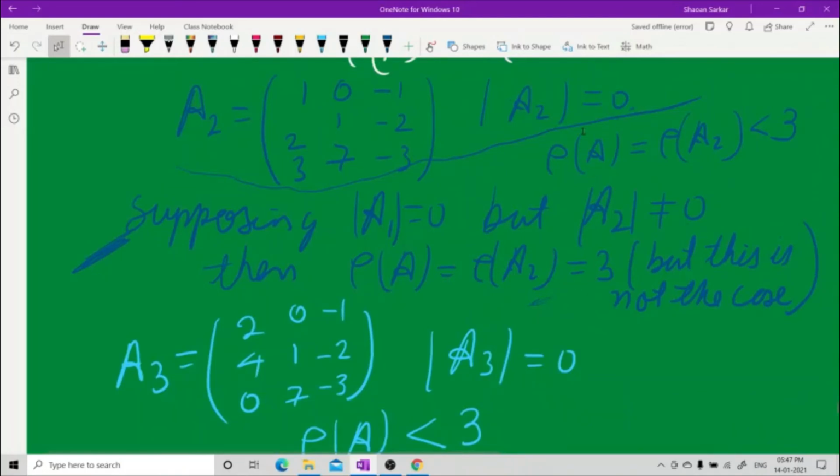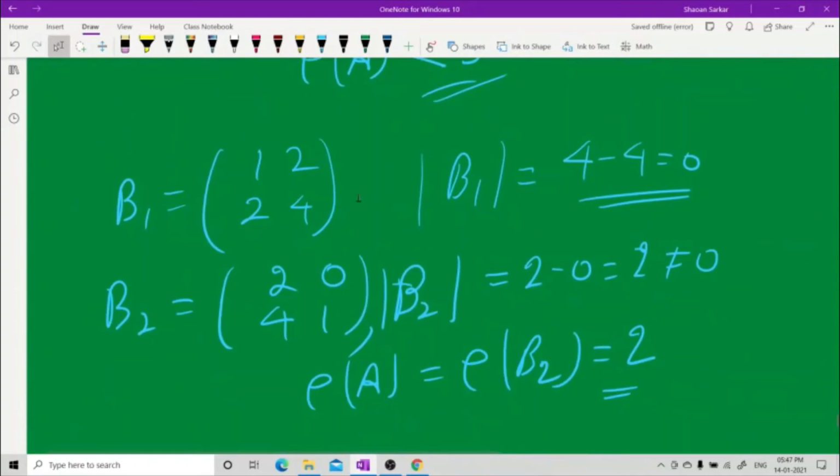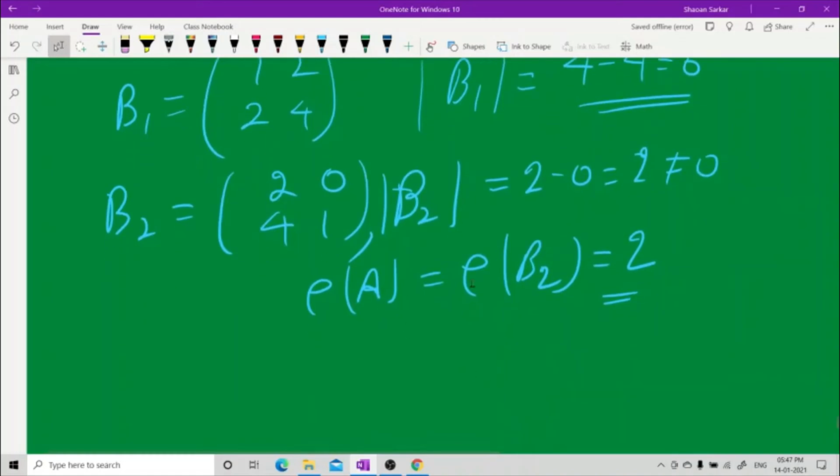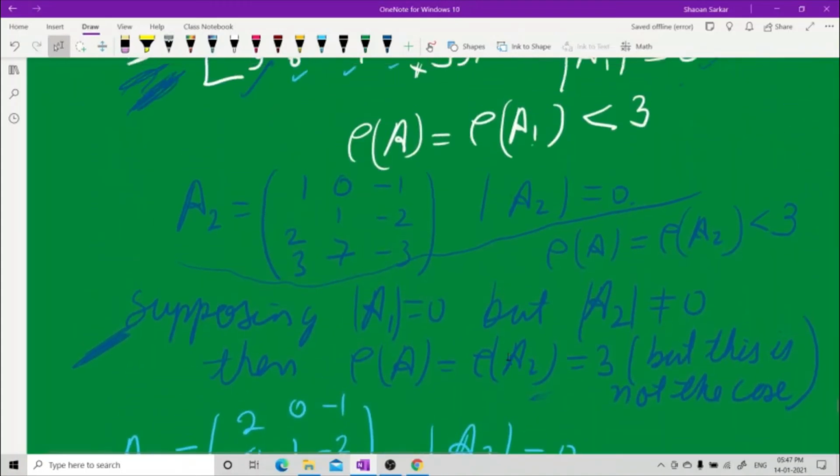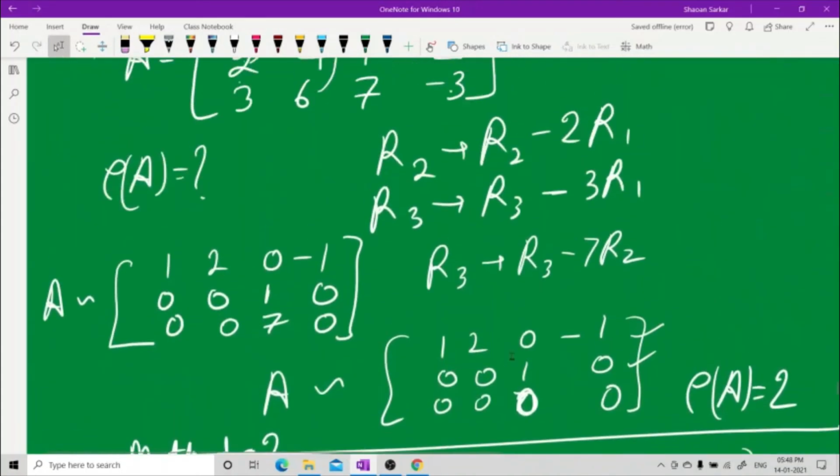But since it came out to be 0, I had to find this. It came out to be 0, therefore I had to find this. Now again I had to find this. This came out to be 0. Then I had to find this, and this way I proceeded further till I got the determinant not equal to 0. So I think this method is a bit more time consuming than this method.